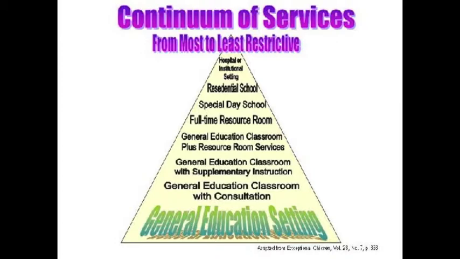IDEA does not require that every student with a disability be placed in the regular classroom. This is reflected in the requirement that school districts make available a range of placement options, known as the continuum of alternative placements. This list of options includes instruction in regular classes, special schools, instruction in hospitals and institutions, and instruction in the home. Each is considered to be more restrictive than the one before it, with education in the regular classroom being the least restrictive of all.